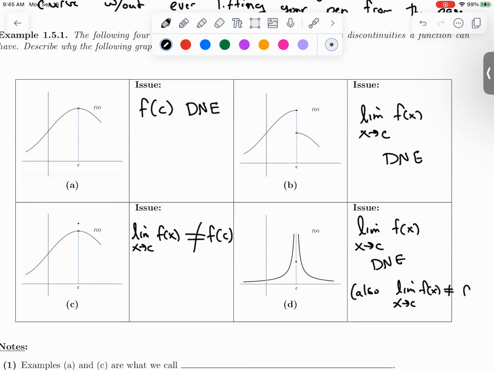Also the function and the limit don't agree. So, any questions on that?